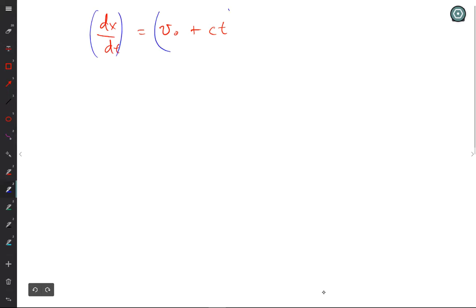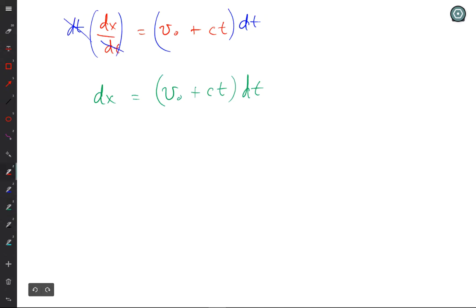Here's the work that you should have. Starting with dx dt is equal to v0 plus ct. So the first step was separating the variables, multiplied both sides by dt, and then we say, aha, I have canceling going on, and so I have dx is equal to v0 plus ct dt, and then I integrate both sides independently.